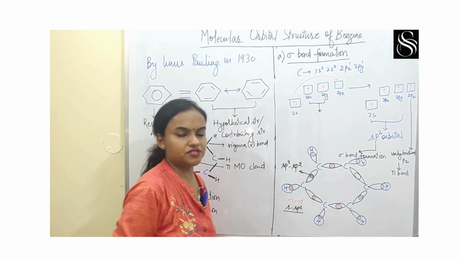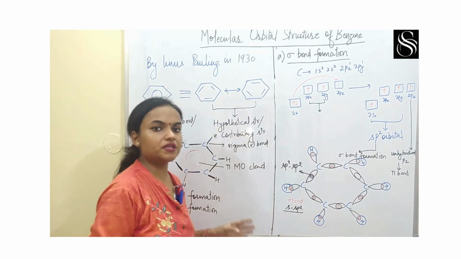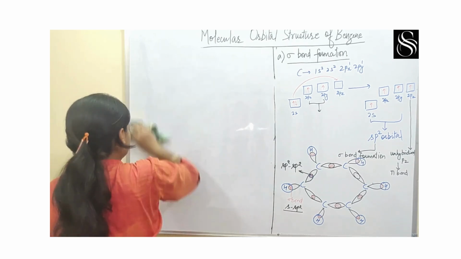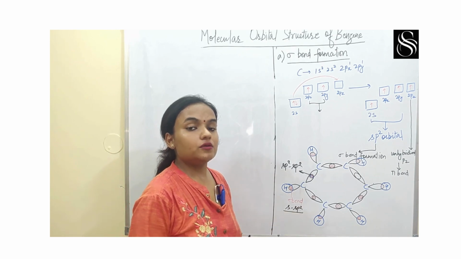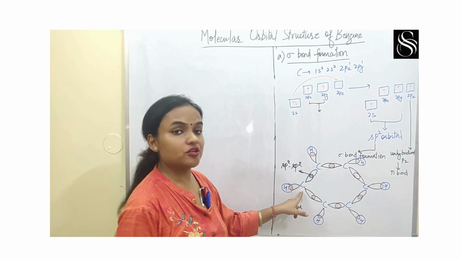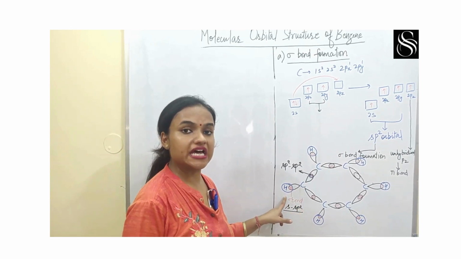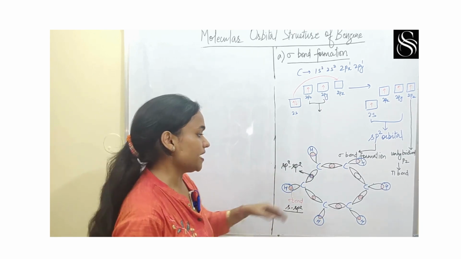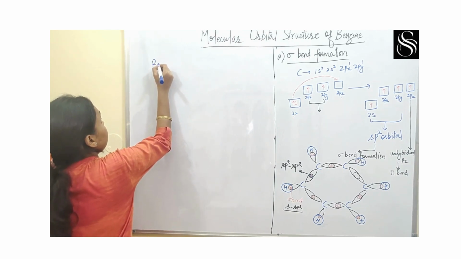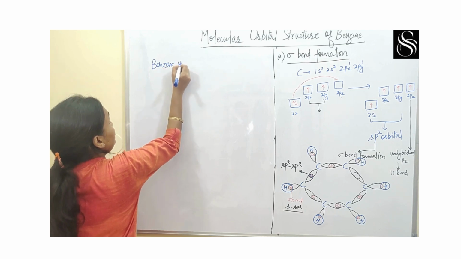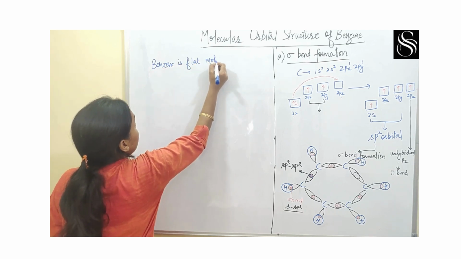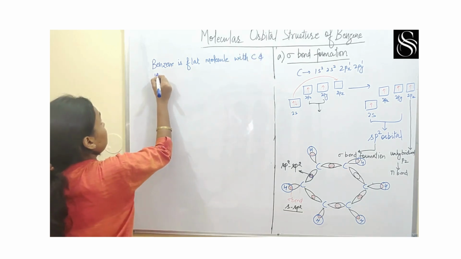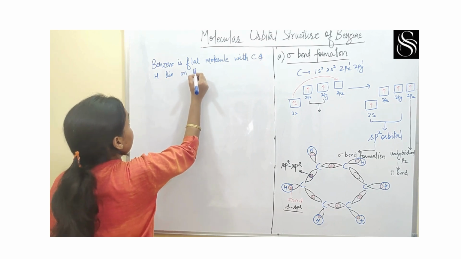So now you have studied how the sigma bond is formed between carbon-carbon and carbon-hydrogen. Since the sigma bond is formed by the overlapping of the planar sp2 orbitals of the carbons and hydrogens, and all the carbons and hydrogens lie on the same plane, the sigma bonds lie in the plane of the ring. So the benzene molecule is flat, with all carbons and hydrogens lying on the same plane.